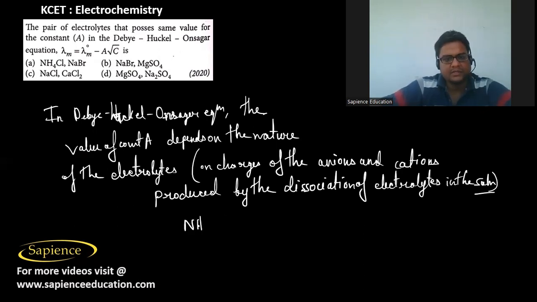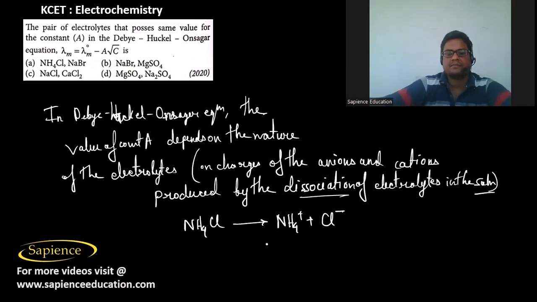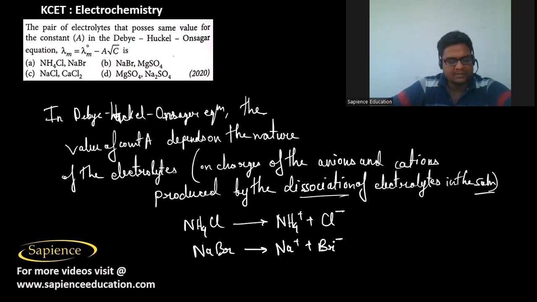Now NH4Cl on dissociation will give NH4 plus ion and Cl minus ion respectively. And then NaBr will give Na plus ion and Br minus ion. So they have the same charges.